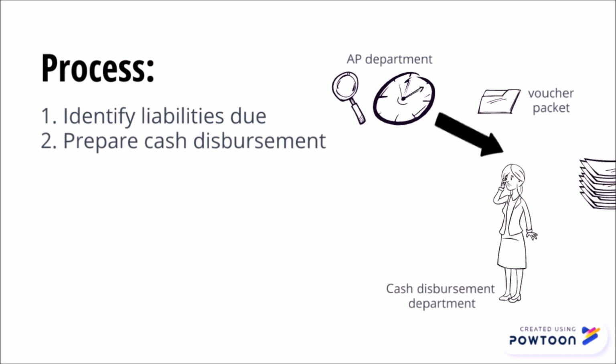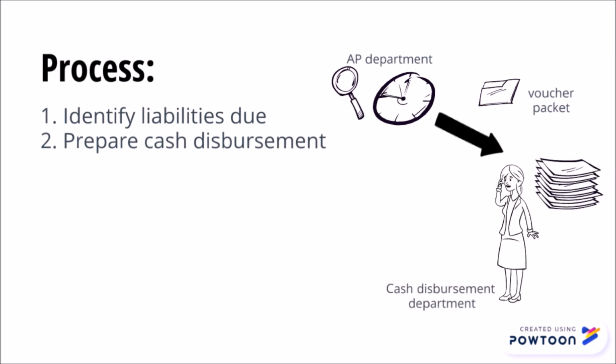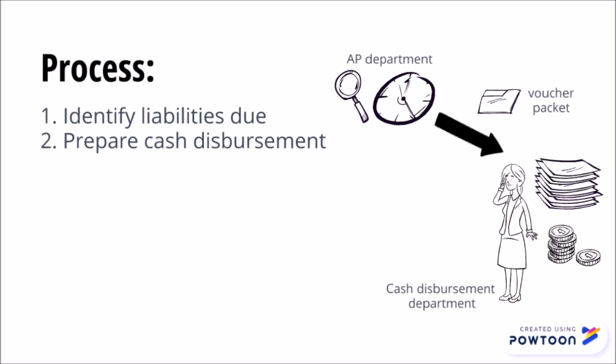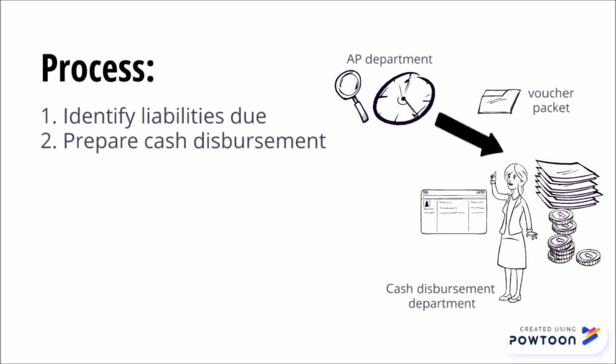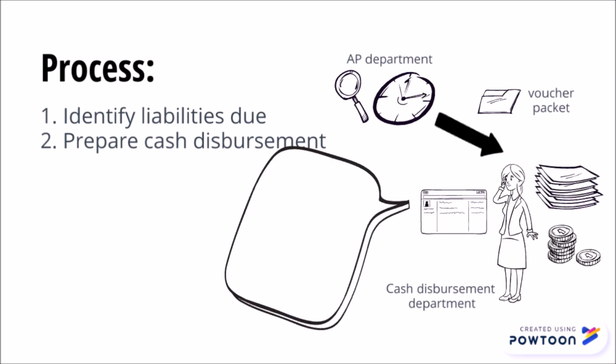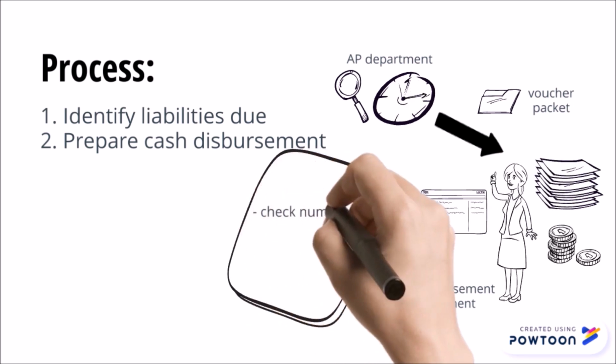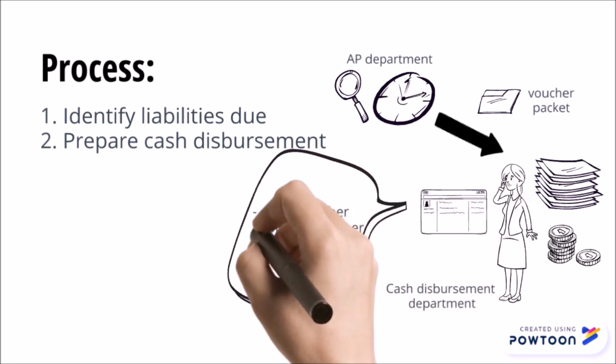The clerk will review the documents for completeness and clerical accuracy to prepare a check and also record the disbursement journal in the check register. The disbursement journal will include the check number, dollar amount, voucher number, and other important data.